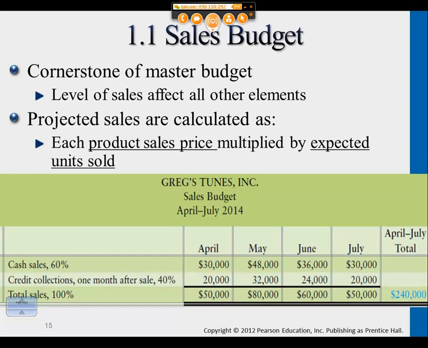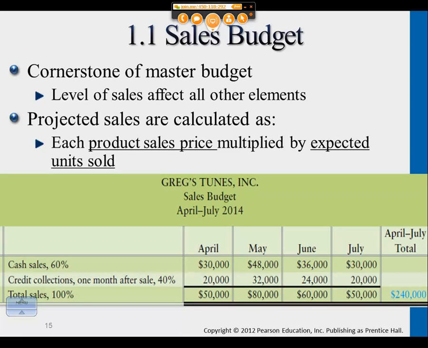I need to analyze each of the product prices. That's another component that I need to get. And then I need to multiply it by the number of units I'm expecting to sell. These two components might be given, might not be, but they are the ones I use to put together my sales budget. So my predicted price and the amount I'm predicting to sell, I multiply those two, and that's my projected sales volume.